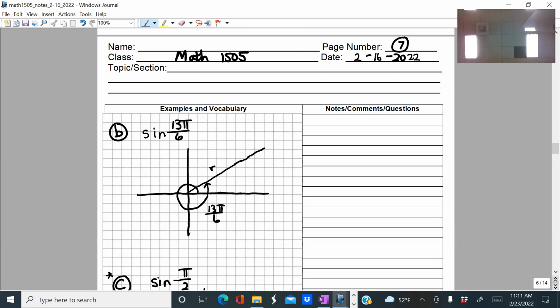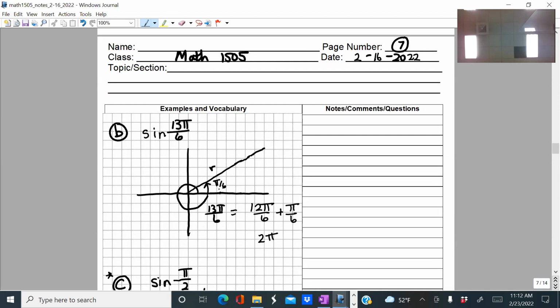Let's draw a picture of 13 pi over 6. So 13 pi over 6 is 12 pi over 6 plus another pi over 6. The reason I wrote it like this is how much is 12 pi over 6? That reduces to 2 pi. And you know 2 pi is going to be just 1 revolution, right? So you can just take that 1 revolution out. And then how much do you have left after that 1 revolution? You got pi over 6. So this little piece right here is pi over 6.